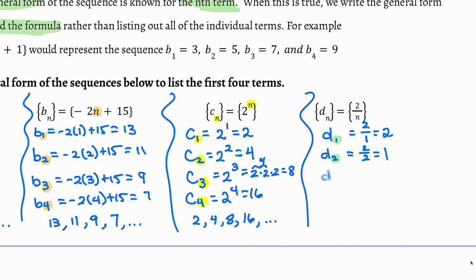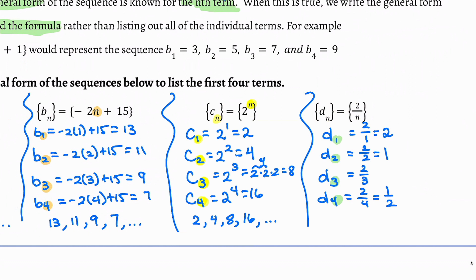D sub 3, or my third term, I'm going to write this as 2 over 3. And 2 over 3 doesn't simplify, so we're going to leave it like that. And then the last one, d sub 4, that's my fourth term. I'm going to write that as 2 over 4. 2 over 4 does simplify to 1/2.